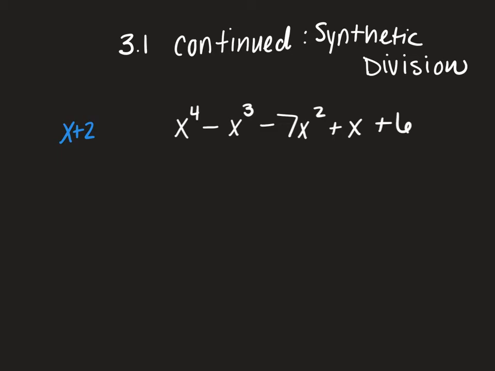So the first step is we're going to take this number right here. We're going to change the sign, and we're going to put it in a little box just kind of like this. The next thing we're going to do is bring down all of our coefficients from our long polynomial. Remember, if there's not a number there, you can put your invisible ones. So we have a 1, then a -1, -7. Make sure and keep those signs. A +1 and a +6. We're going to leave a gap and we're going to put a line underneath.